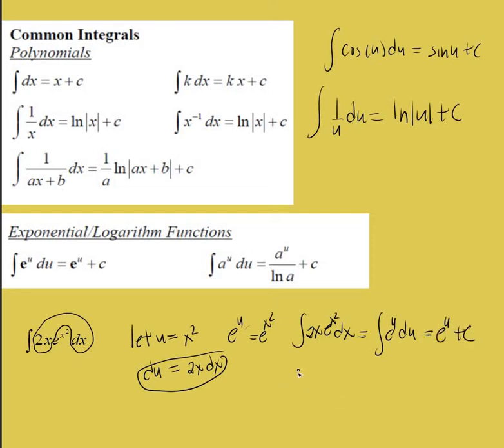And since we said that u from the beginning is equal to x squared, then the integral of 2x e to the x squared dx is just what? E to the x squared plus c. And if you're not sure, the only thing you have to do is take the derivative of this fellow, right? Let's do it here for a second.